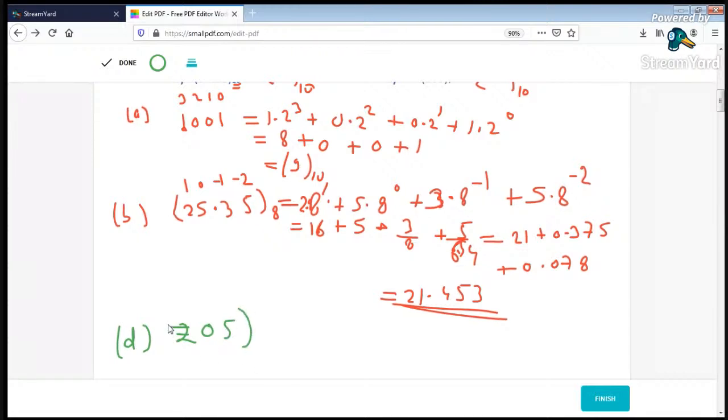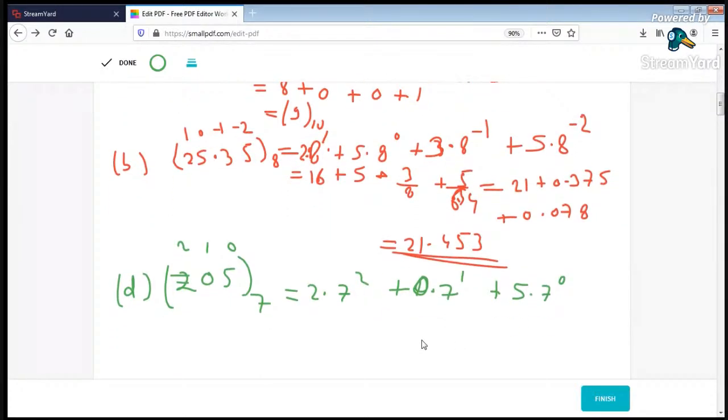205 in base 7. So this 5 is at the 0th position, this is the first position of the symbol, and this is the second position of the symbol. So we can rewrite this expression as 2 into 7 square, because the symbol 2 has position 7 square, that means 49, plus 0 into 7 to the power 1, plus 5 into 7 to the power 0.